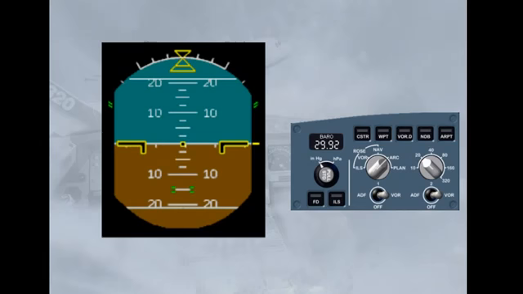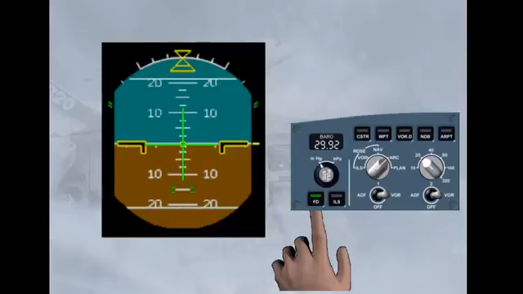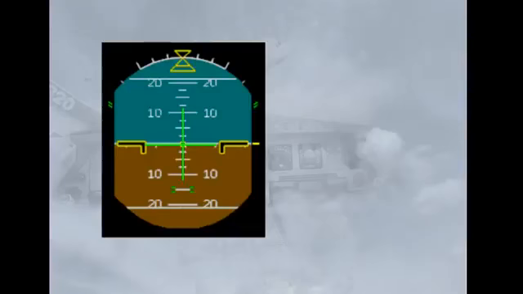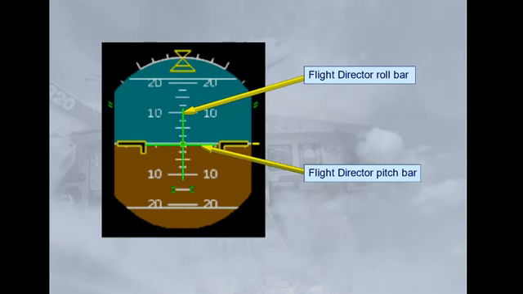When the Flight Director FD push button on the EFIS control panel is selected, Flight Director indications are superimposed onto the attitude indicator. In the example shown, the Flight Director is centered. The vertical line is the Flight Director roll bar, while the horizontal line is the pitch bar.